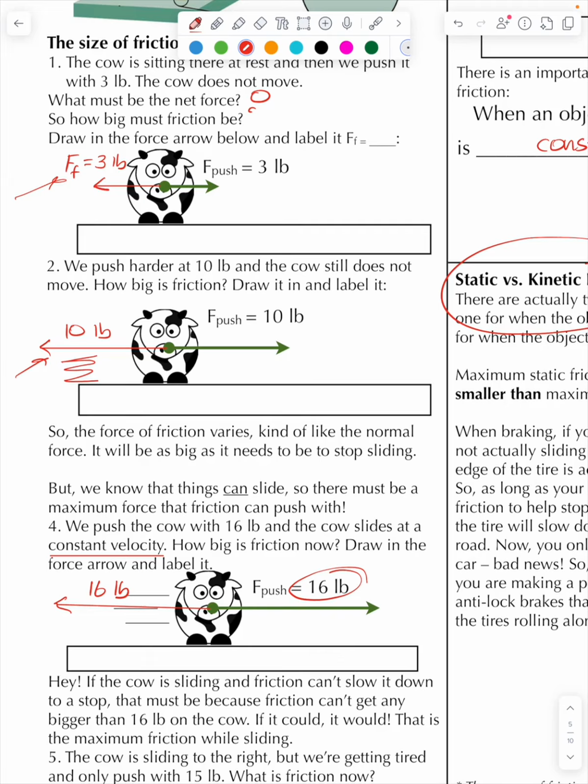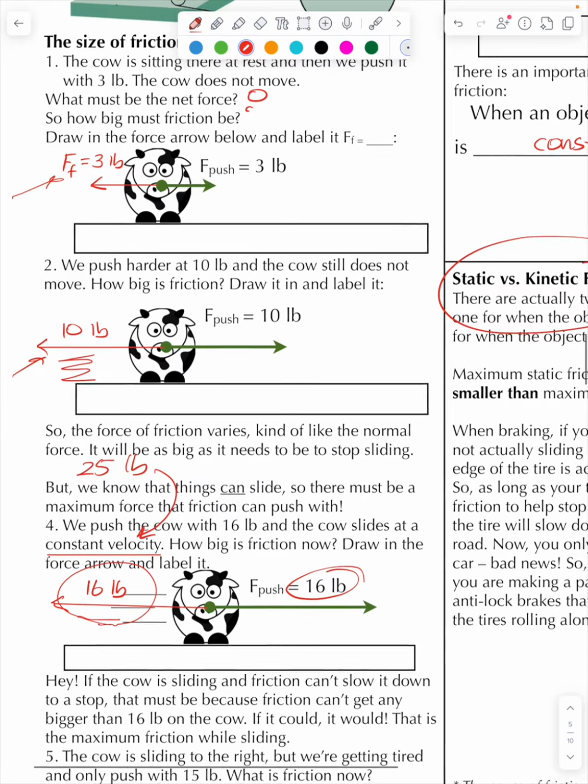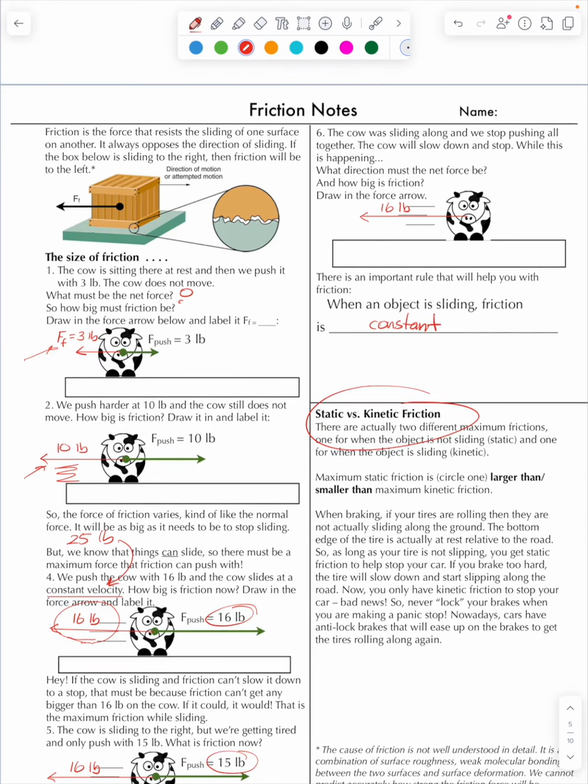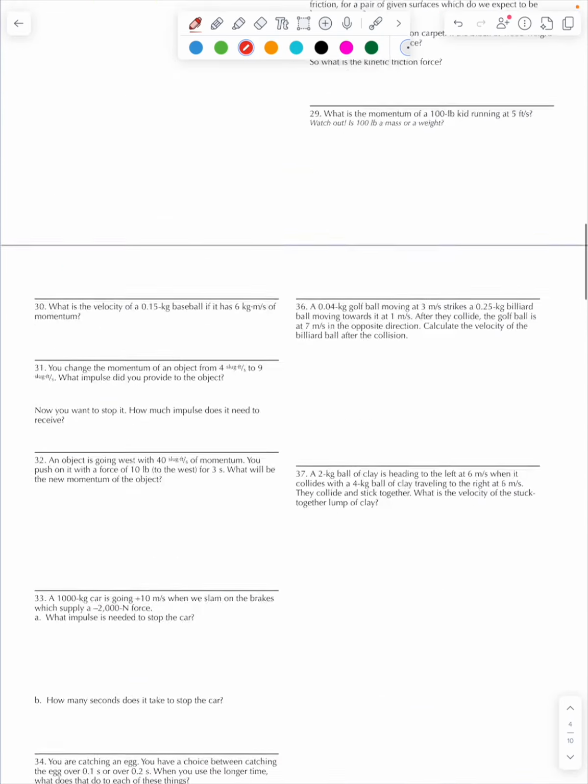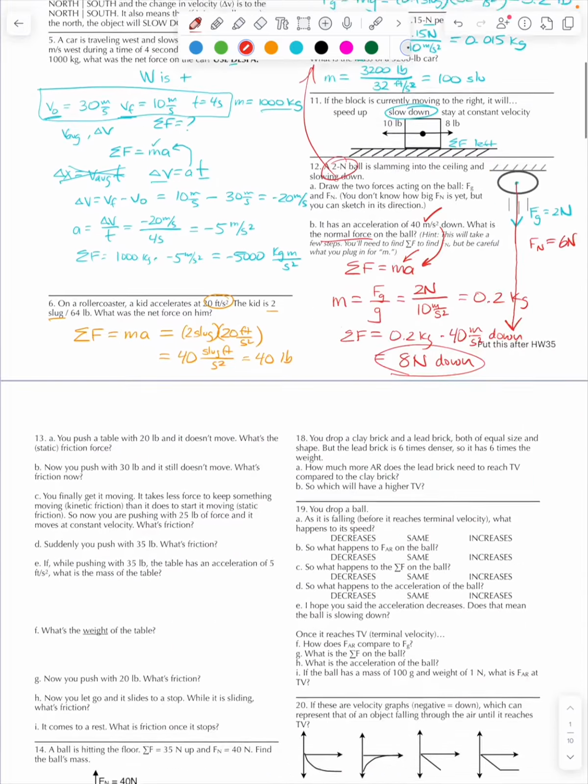So maybe as I'm pushing this cow, I'm pushing with 11 pounds, 12 pounds, 15 pounds, 25 pounds. Sooner or later, it gives out. But when it starts to slide, it drops to a lower value for kinetic friction. So maybe it took 25 pounds to finally get that cow to move, but as soon as it starts moving, the friction drops down to 16 pounds. Don't let that confuse you. I really doubt I'm going to ask you a question about that. Okay, sorry about that little bit of a tangent, but let's move on.